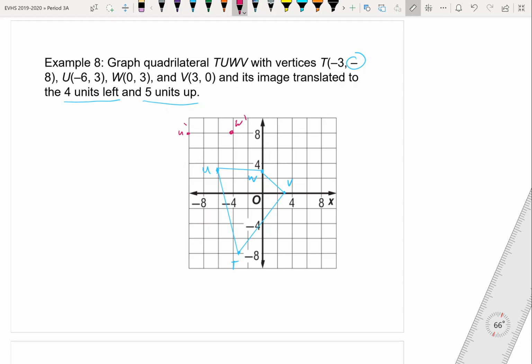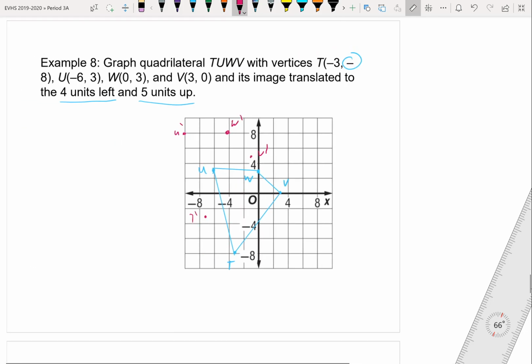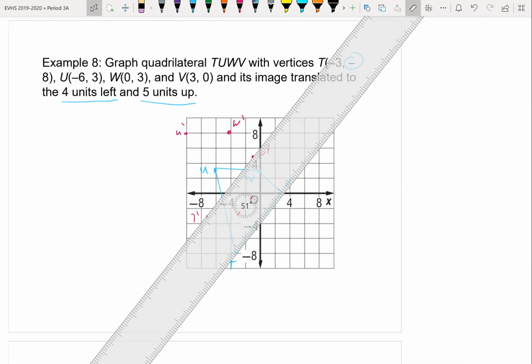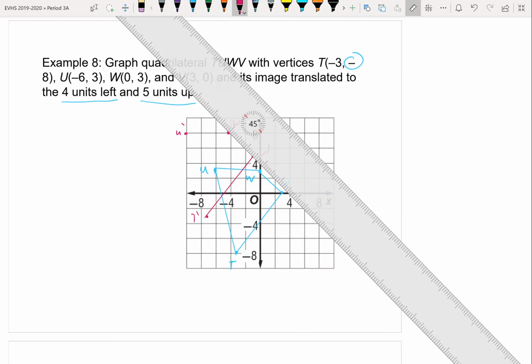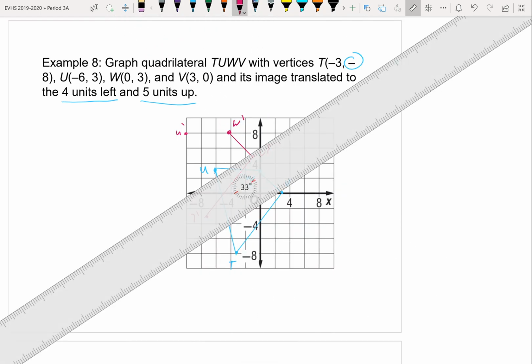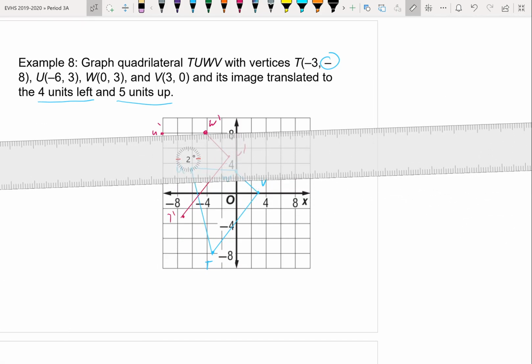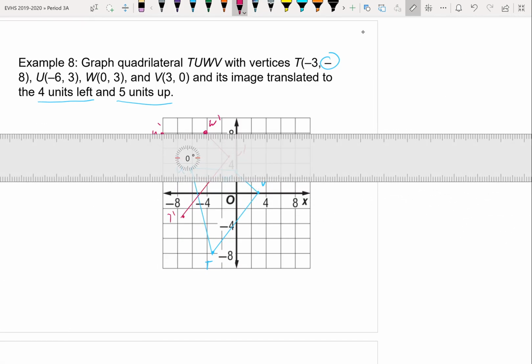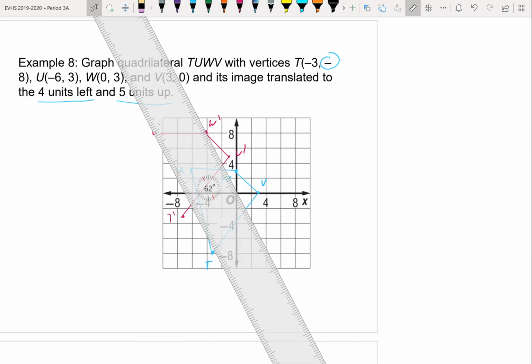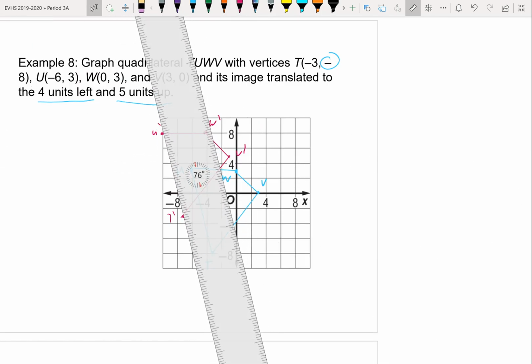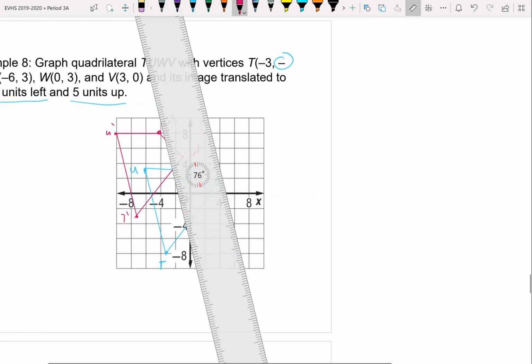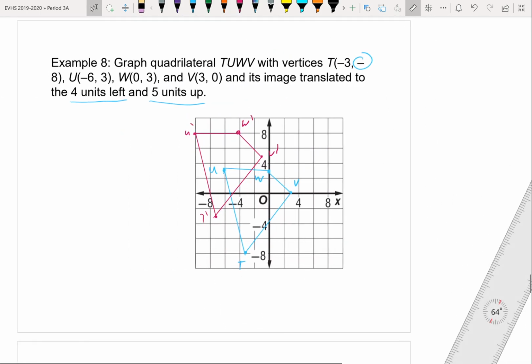Over 1, 2, 3, 4, up 1, 2, 3, 4, 5. There's T prime. And then over 4, up 5. There is V prime. And then draw our shape, draw our segments, and we are good to go. So there we go. Our shape's been translated up just by shifting all of the individual points.